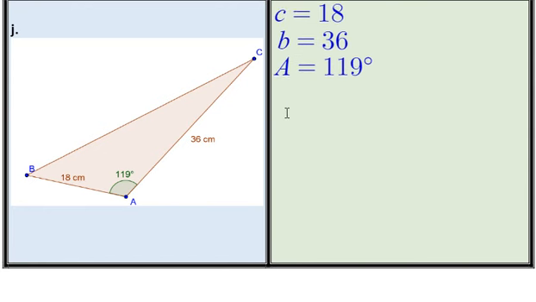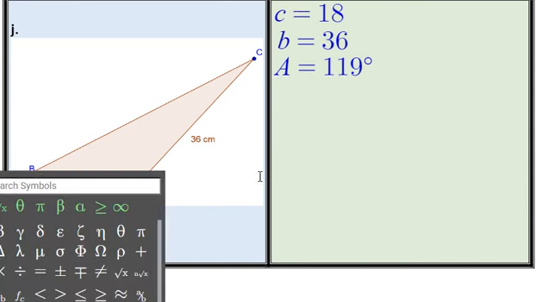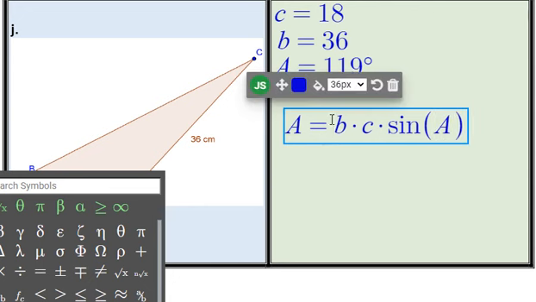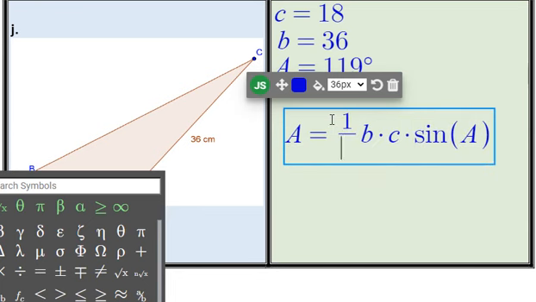So when I go back to my area formula, I can write it any way I want using the same idea. So area equals your two sides, in this case, are B and C. So B times C times the sine of A. And of course, in the very beginning, that's where I always put the 1/2 because we are talking about a triangle.